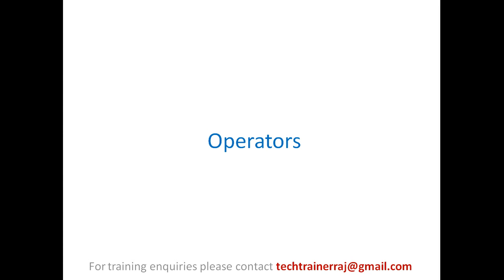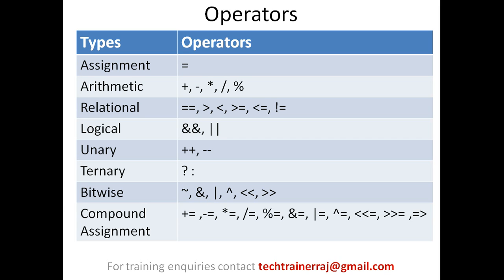Okay, so let us take a look at operators now. In operators we have different types. One is assignment, the other one is arithmetic, relational, logical, unary, ternary, bitwise, and compound assignment operators. Under assignment you have only equals. Under arithmetic you have plus, minus, star, which is multiplication, and slash, which is division, and then the modulo operator, which is percent. Under relational you have double equals, greater than, less than, greater than or equal to, less than or equal to, and not equal to.